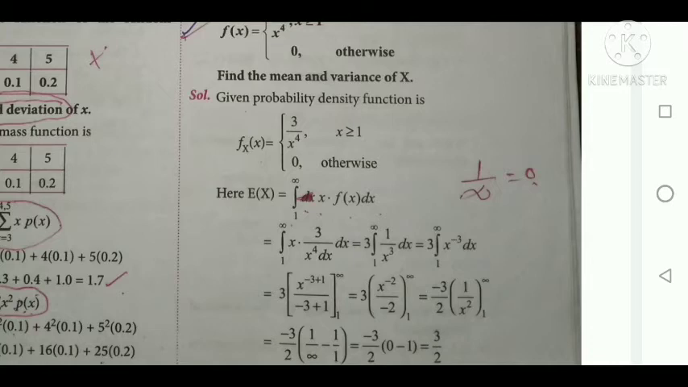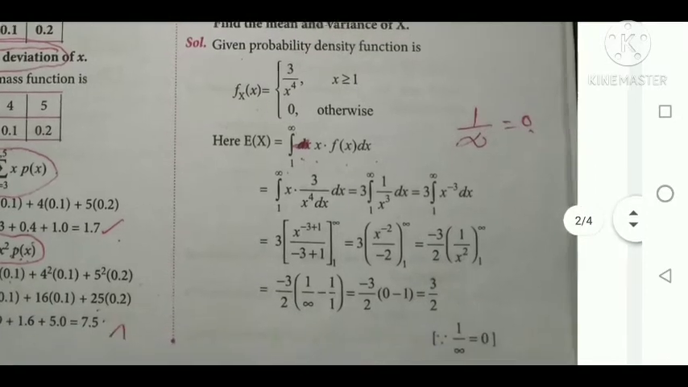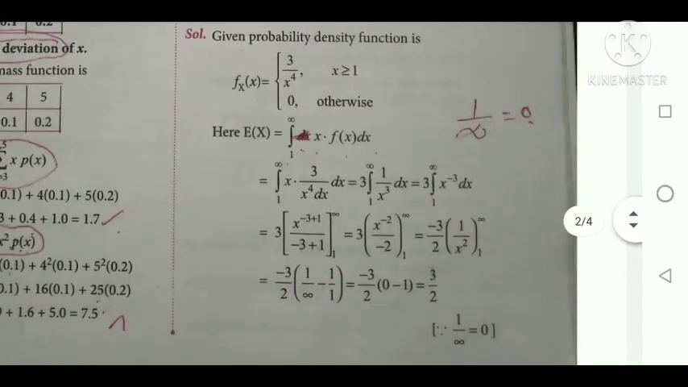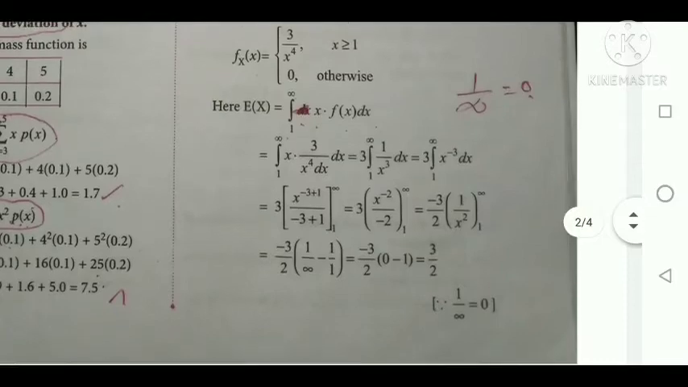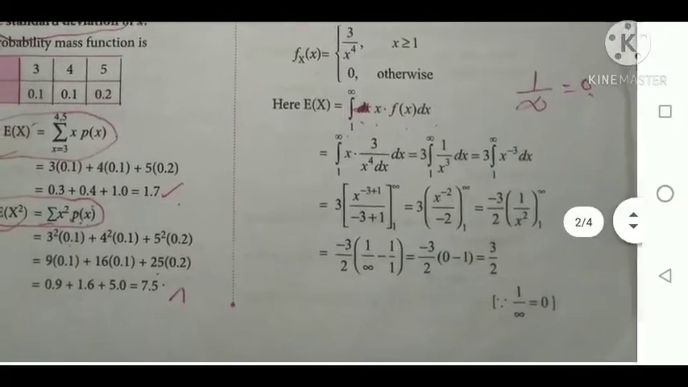Now substitute the upper limit infinity as well as the lower limit. We are getting values like this: minus 3 by 2 times (1 by infinity minus 1 by 1). The value 1 by infinity is nothing but 0, and 1 by 1 is 1. Therefore, if you multiply it by minus 1, we are getting 3 by 2. That is the expected value of the function 3 by x power 4 when x is greater than 1. Here the value of 1 by infinity is 0.